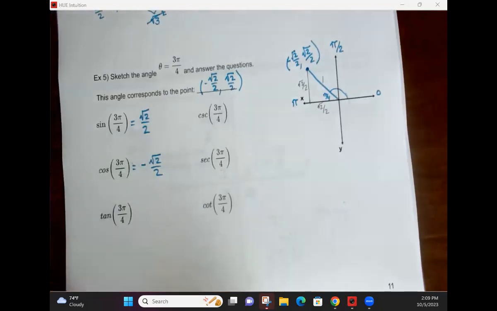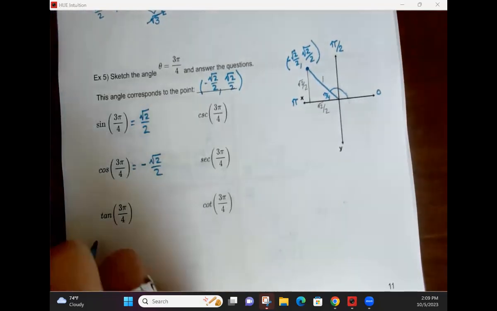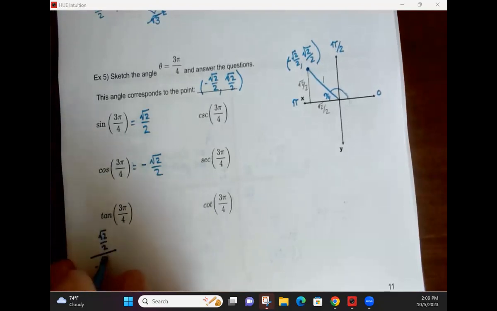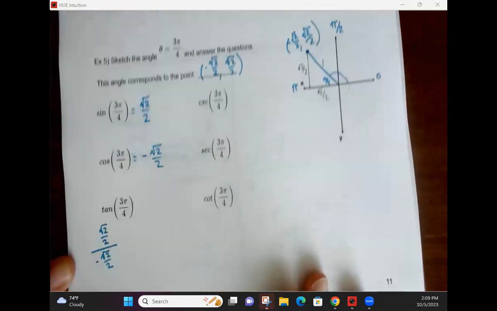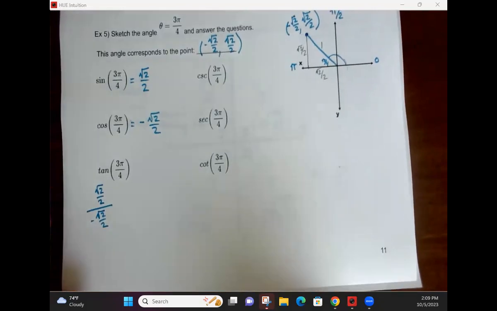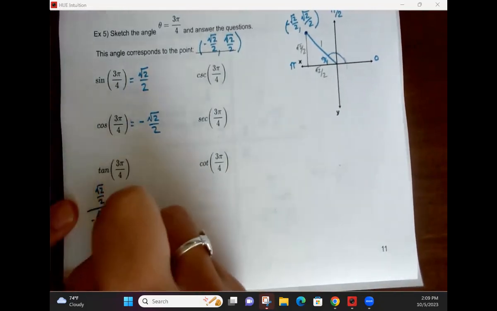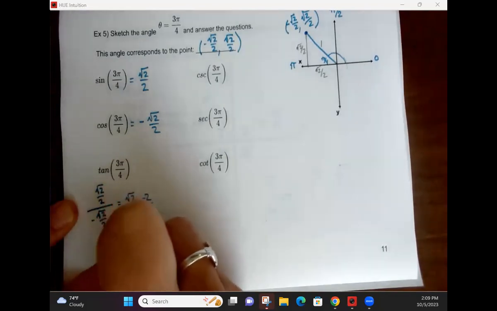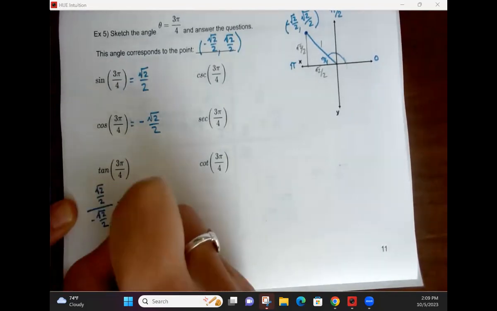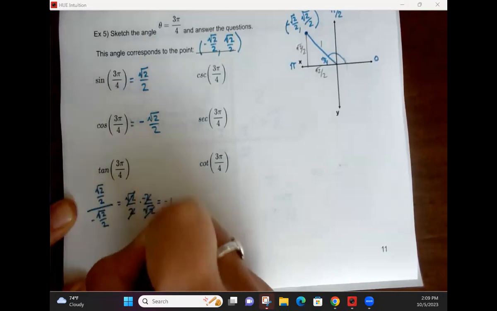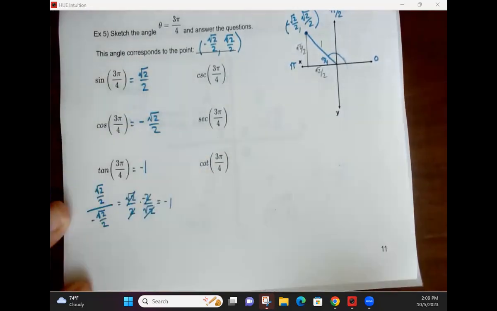And then tangent is the ratio of sine to cosine. So root 2 over 2 divided by negative root 2 over 2. So this would be root 2 over 2 times negative 2 over root 2. And I have a whole lot of reducing I can do here. And we end up with negative 1 for tangent.